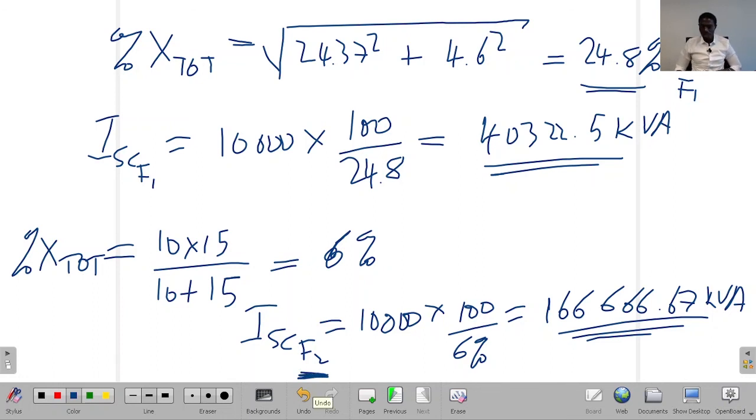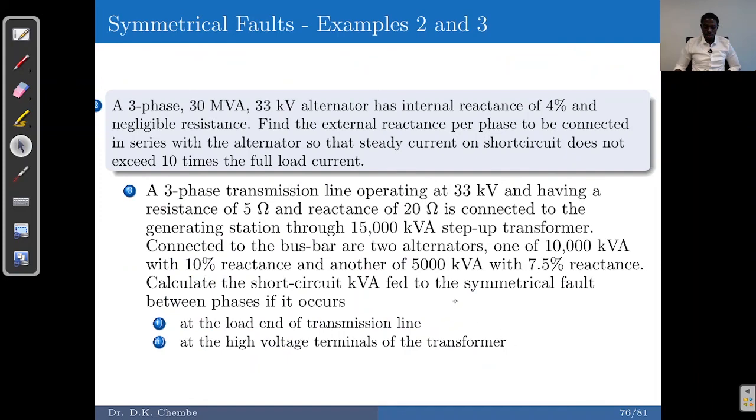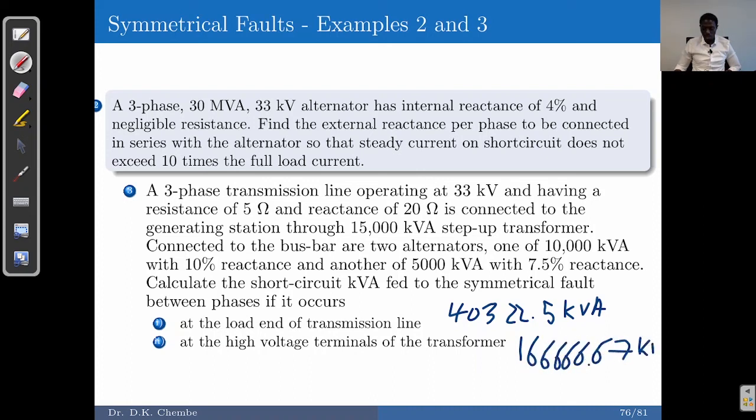Okay, so this is the solution that we get. Here we get our short circuit current up to point F1 to be equal to 40,322.5 kVA, whereas here we get 166,666.67 kVA as the short circuit current up to point F2.